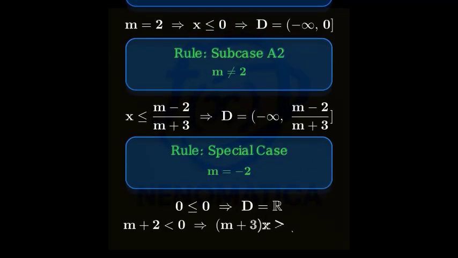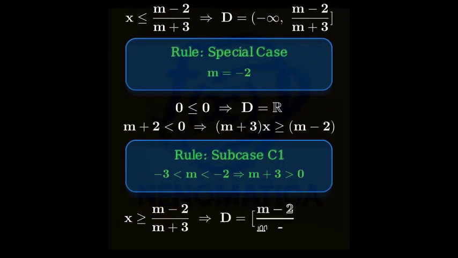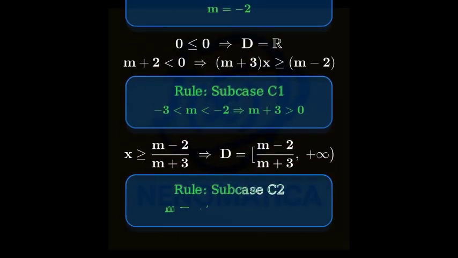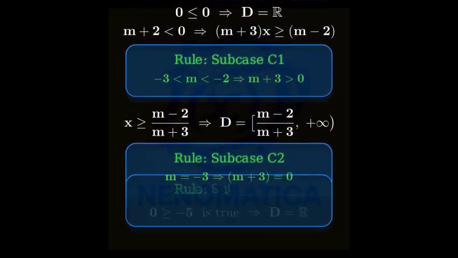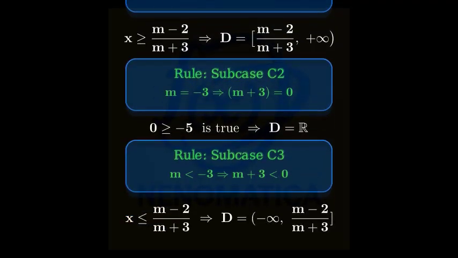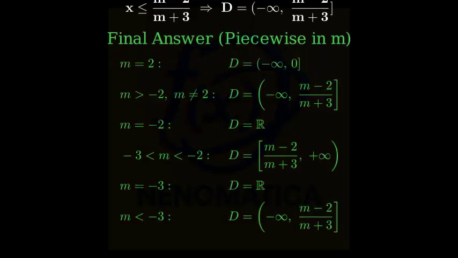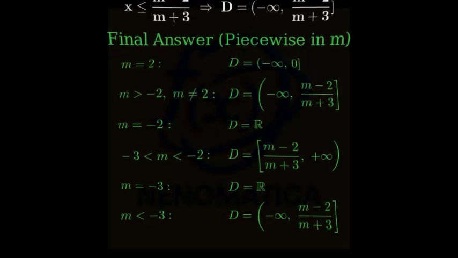Case C, m plus 2 less than 0, which means m is less than negative 2. Dividing by the negative factor flips the inequality direction. We get m plus 3, x greater than or equal to m minus 2. Now split according to the sign of m plus 3. Here is the complete piecewise solution for all real parameters m, summarizing the domain of solutions for x.